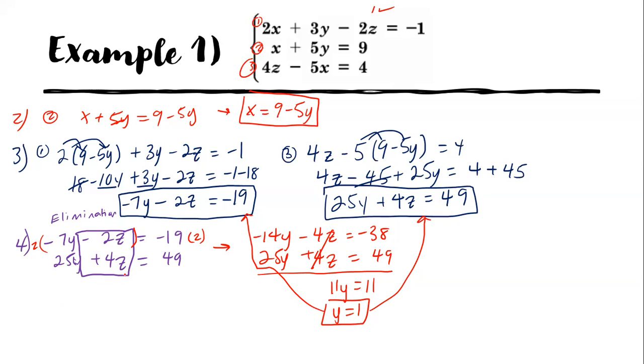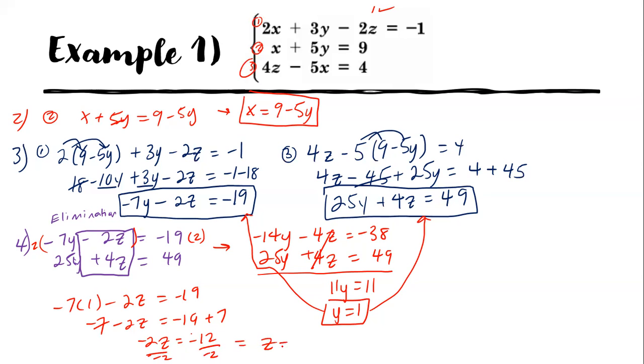I'm going to solve for z. So solving for z, I'm going to use the smaller one, by the way. So negative 7 times 1 minus 2z equals negative 19. Negative 7 minus 2z equals negative 19. I'm going to add 7. That gives me negative 2z equals negative 12. Divide by negative 2, and that gives me z equals 6.